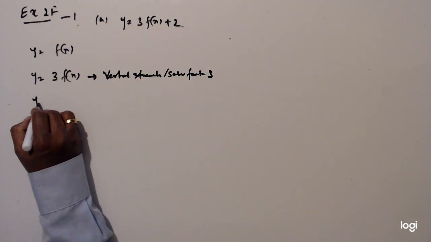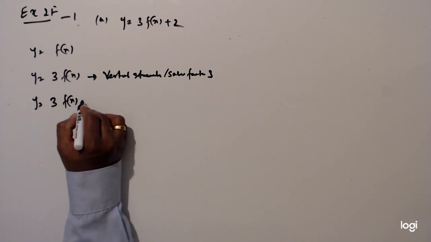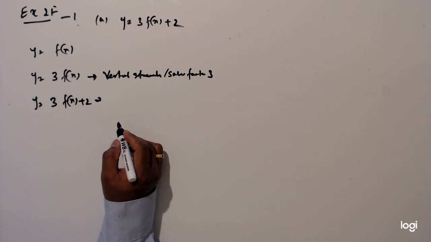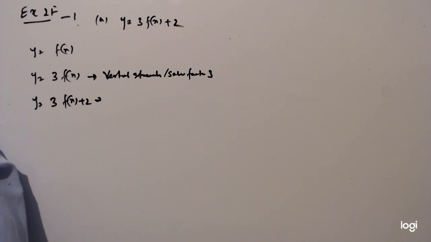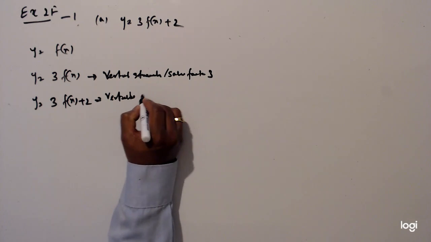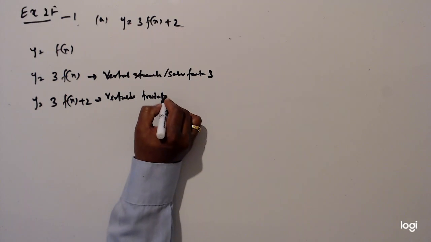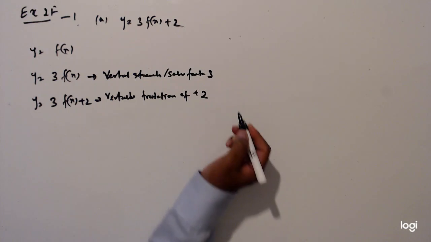and then y equal 3f(x) plus 2. Now this is a vertical translation of plus 2.